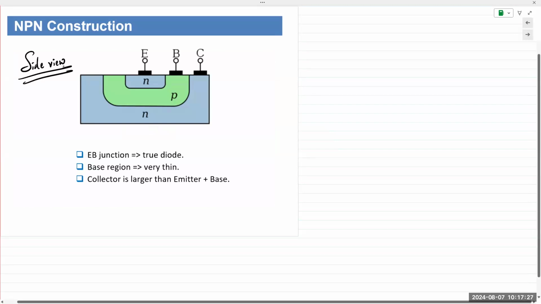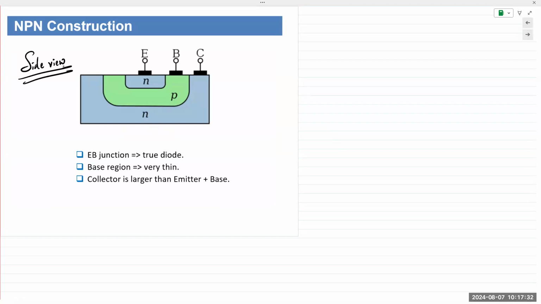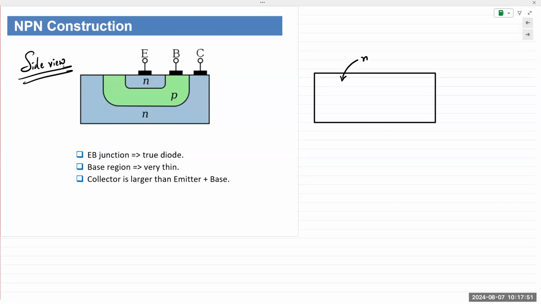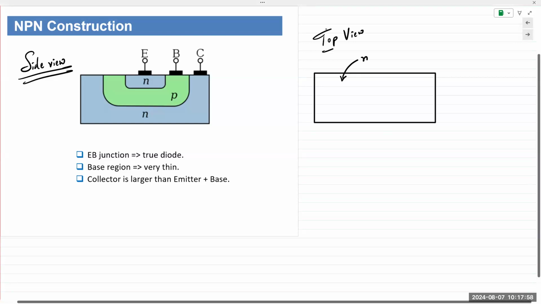In microelectronics, we typically work with side views just to show how it is actually constructed. So if you looked at this from the top, it would look something like this. So you have a rectangle, and this rectangle is a small piece of the entire silicon wafer. And this entire piece is N-type material. So that's the side view. This is the top view.